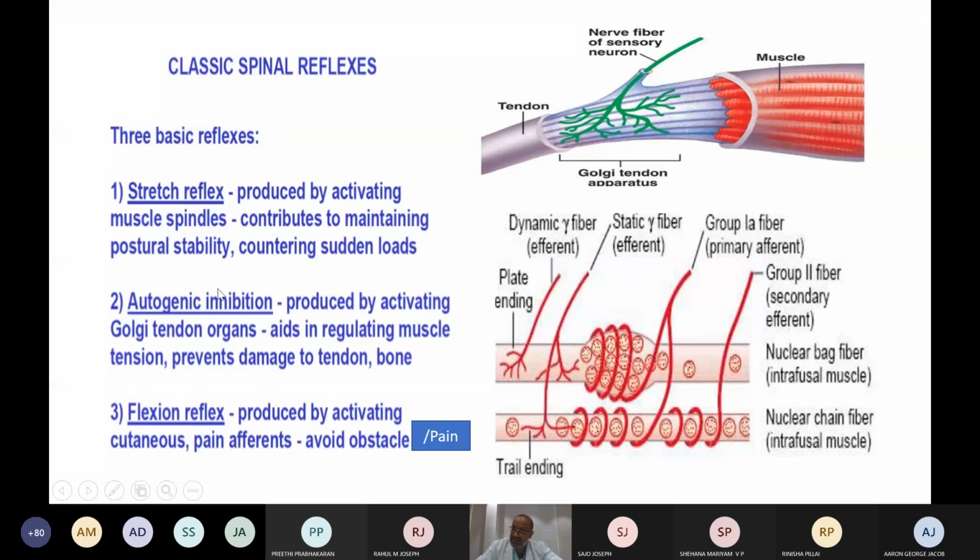Autogenic inhibition. What is this? It is produced by activating Golgi tendon organs, which aids in the regulation of muscle tension and results in the prevention of damage to the tendon as well as bone. Later we will discuss this issue. Then flexion reflex. It is produced by activation of cutaneous pain afferents, which avoids obstacles or pain-producing entities. Withdrawal reflex.